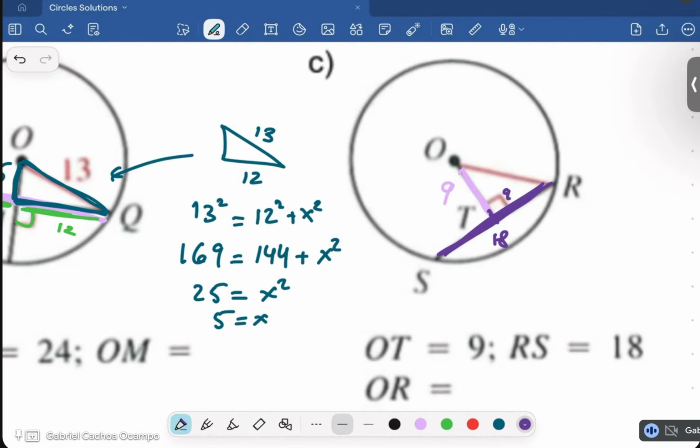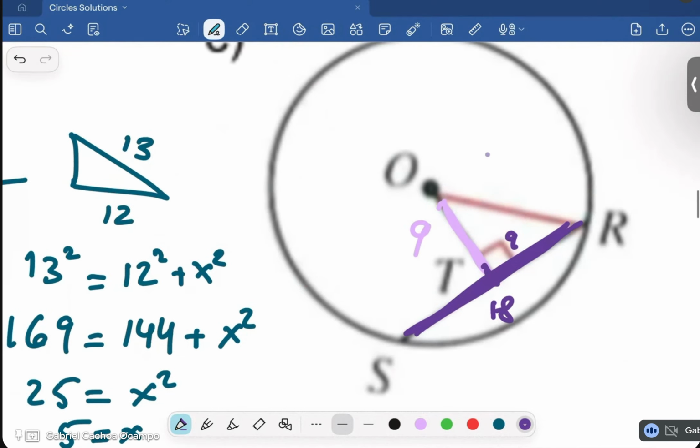What type of triangle is this triangle? It is a right triangle. Two sides are the same. This is a 45, 45, 90. So without doing any Pythagoras theorem, I know that this measures 9 square root of 2.